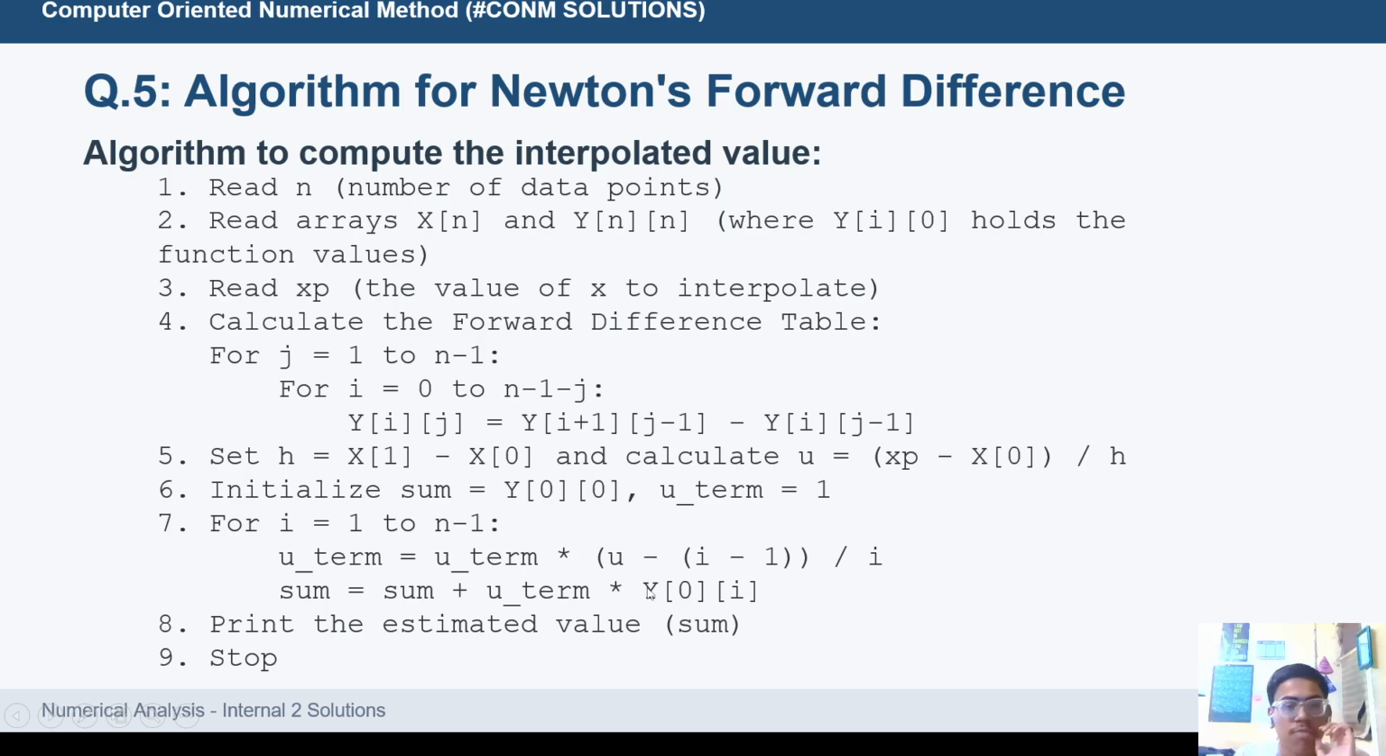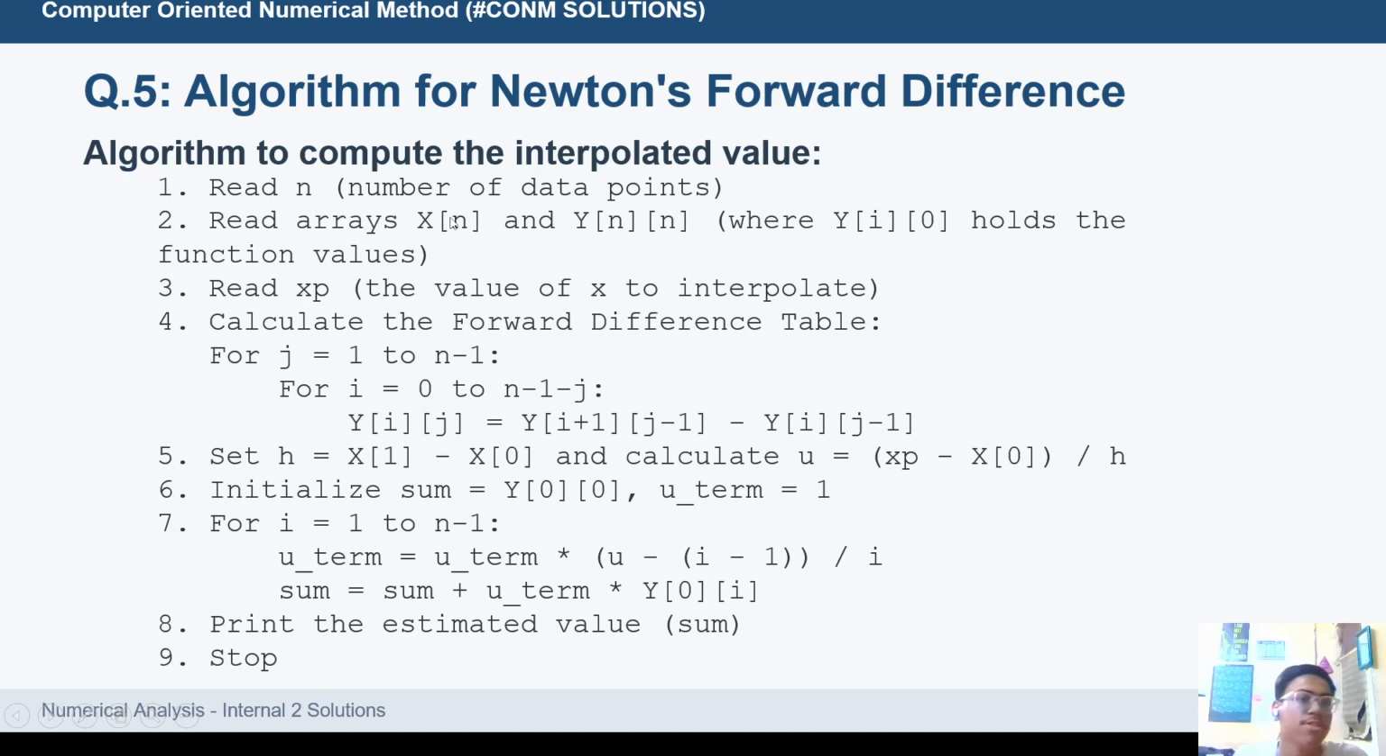Then we will add this to the sum, multiplied by y[0][i]. Why are we multiplying by y[0][i]? It is the forward difference value, the value you find from the forward difference table, and we multiply it by this term. So this will give us the sum. We will print the estimated value of the sum, and we will stop.